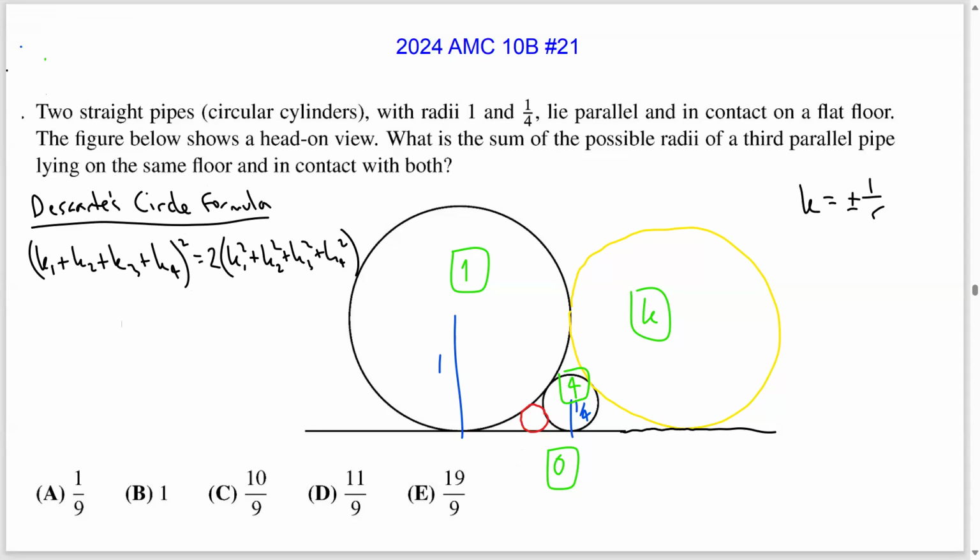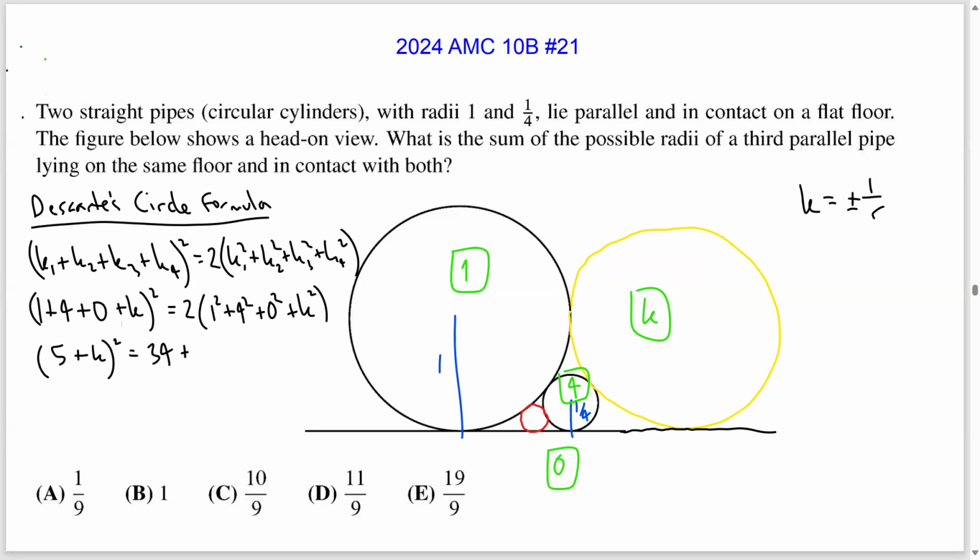By plugging in what we know for the curvatures, we see that (1 + 4 + 0 + k) all squared is equal to 2 times (1 squared + 4 squared + 0 squared + k squared). So this will simplify to (5 + k) all squared equals 34 + 2k squared. So we can expand this and get a quadratic equation and solve for k. We will find that k is equal to 1 or k is equal to 9. These are the two solutions.